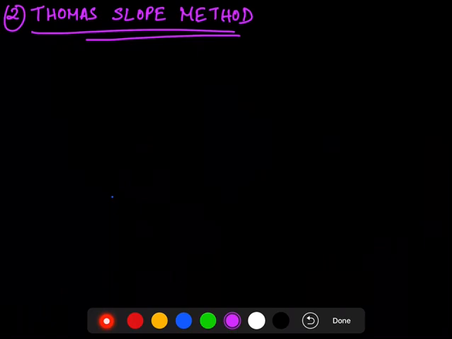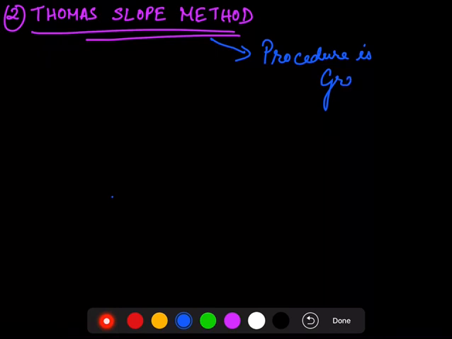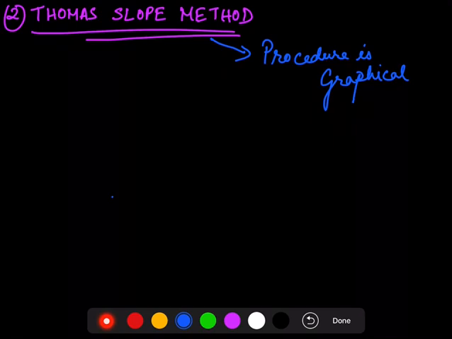It's a graphical procedure. The method is not directly graphical; the procedure of this method is graphical. And then an approximate formula was developed.